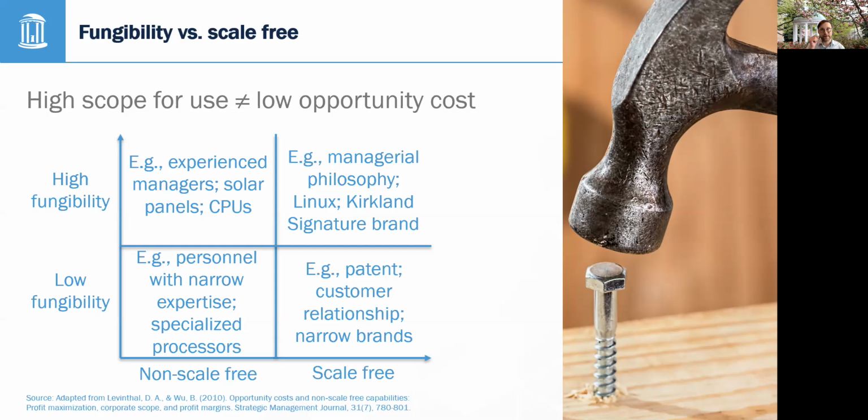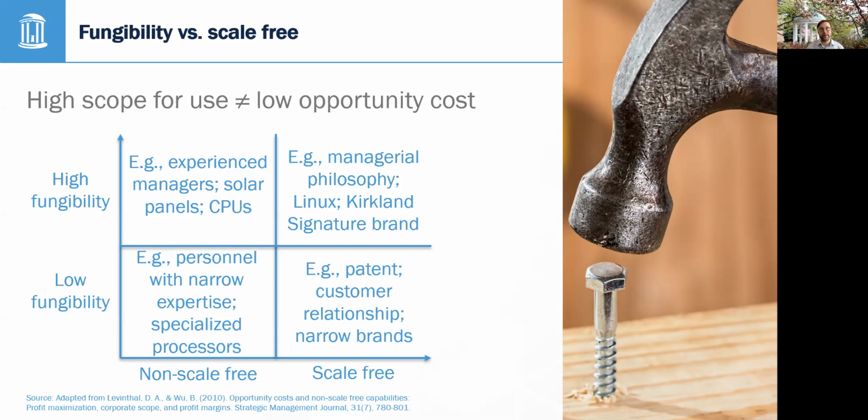You could also have a lower fungibility brand name. So Puppy Chow is another brand that is on dog food, but that brand would be much less useful on champagne. So Kirkland Signature is an example of a high fungibility brand, whereas Puppy Chow is an example of a low fungibility brand. Both of those are scale-free. There's no physical constraint limiting you from applying the brand name to multiple domains. Instead, the limiting factor is how valuable or useful that brand is to a new domain.